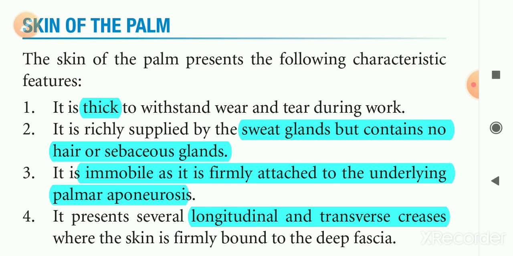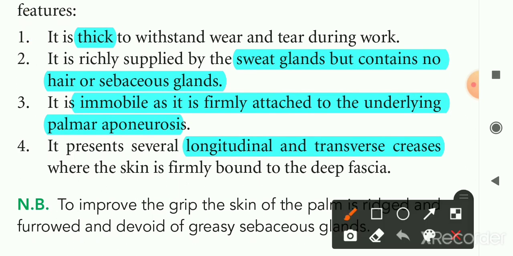The outermost covering of the hand is the skin, but the skin of the palm has special characteristics. So what are they? Number one, the skin of the palm is thick. Number two, it is devoid of hair and sebaceous glands. It doesn't contain any hair or sebaceous gland, but it is supplied by numerous sweat glands.